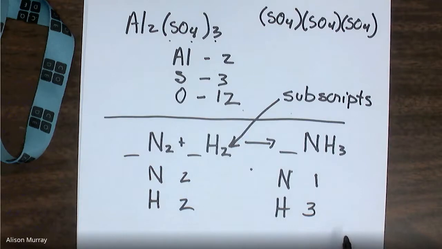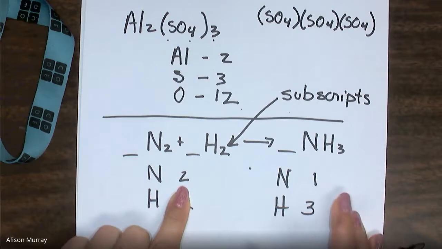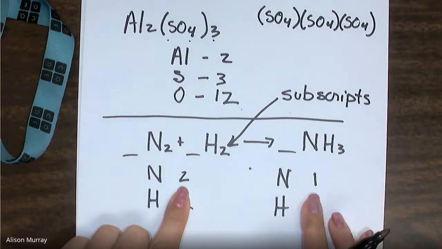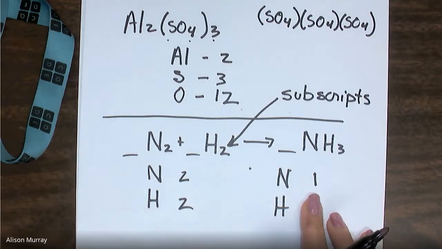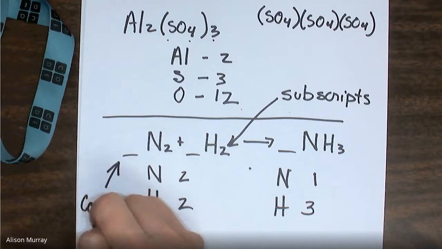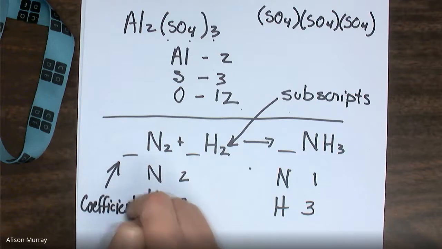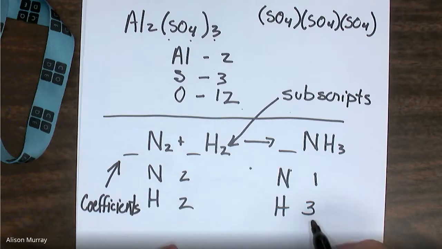Okay, so we have a problem here because we can't start with 2 hydrogens and end with 3. We can't start with 2 nitrogens and end with 1. So we are going to fill in the big numbers in front, which we call coefficients. To do that, first I'm going to start with the hydrogen.